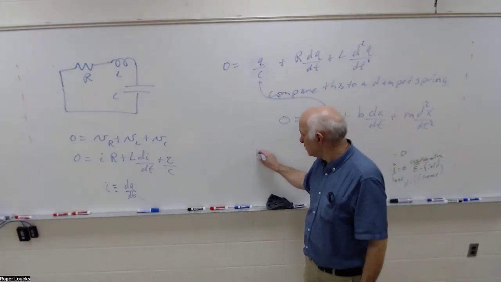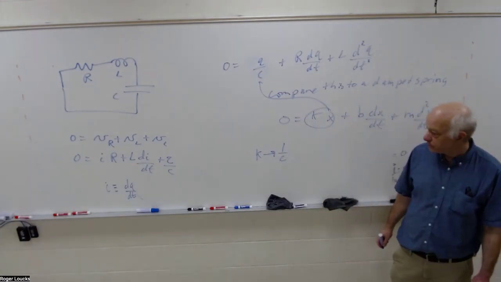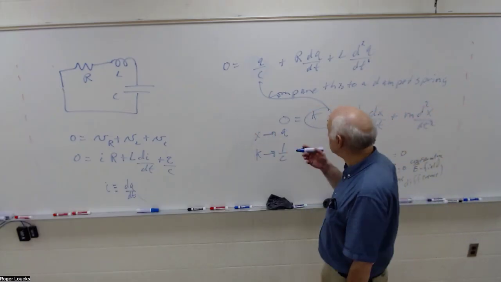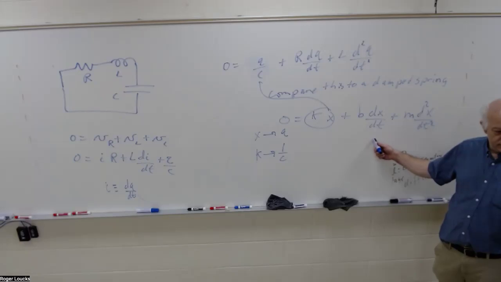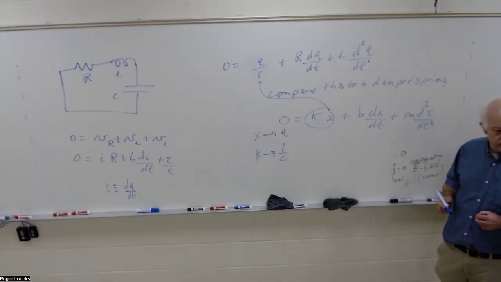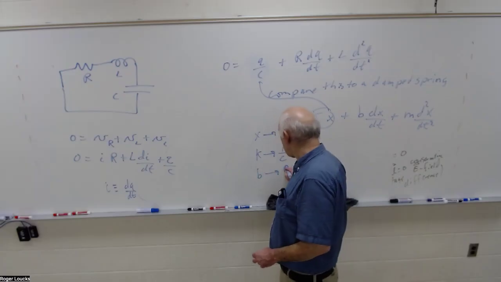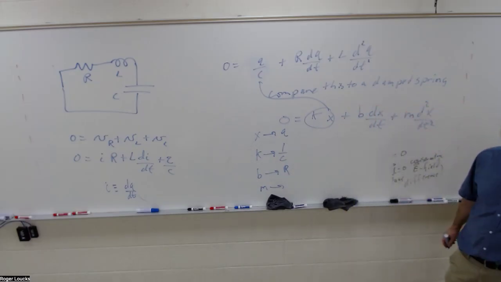So what happens? Your k really goes to basically your 1 over C. Because you can see that your x is going to be the same thing as Q. What's your damping term in this? R, my resistor. So my b goes to R. And then my mass goes to what? L.